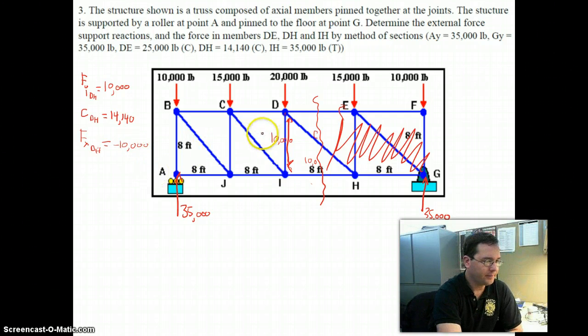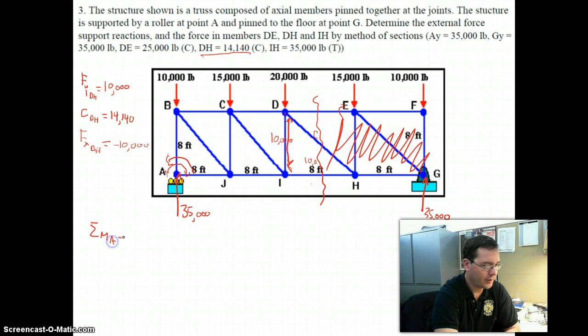And so now we've figured out the compression in DH, and we've figured out our basic reactions at points A and G, but we still need to figure out the forces in DE and IH. And to get any further with this, we need to look at moments about point A again. So let's write down what we know. So the sum of the moments about point A equal what?